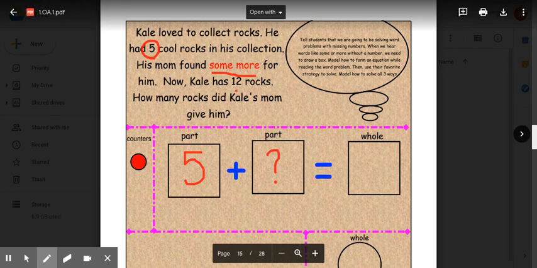Now Kale has 12 rocks. How many rocks did Kale's mom give him? I know I am adding because it says that he has 5. His mom gave him some more, so his number is getting bigger, and now he has 12.